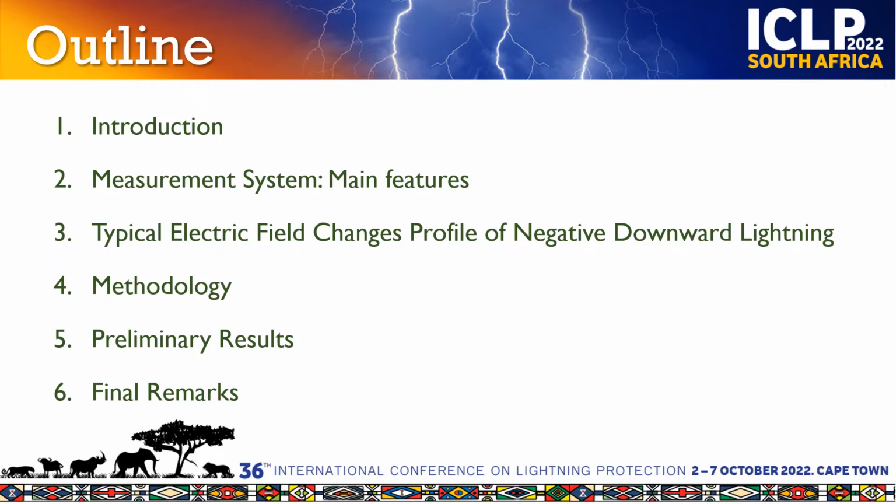Here you can see the outline of my presentation. First of all, I'm going to make a brief introduction to present the context of the work. Then I will present the main features of the electric field measurement system. In sequence, the typical electric field change profile of negative downward lightning measured. After that, the approached methodology and preliminary results, including laboratory tests and real events of lightning discharges. At the end, I will proceed with the conclusions. So let's begin with the introduction.